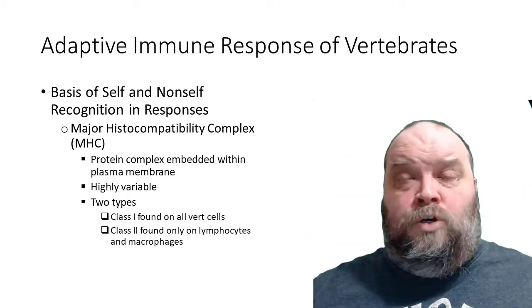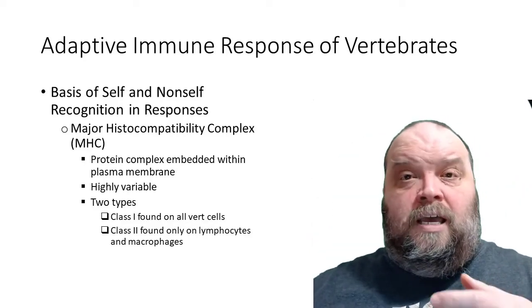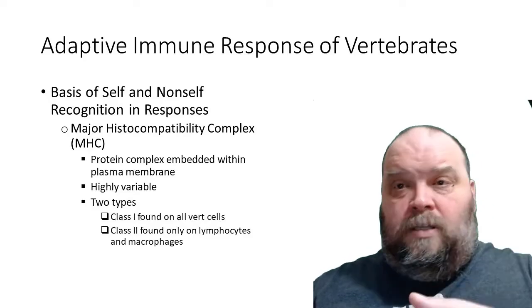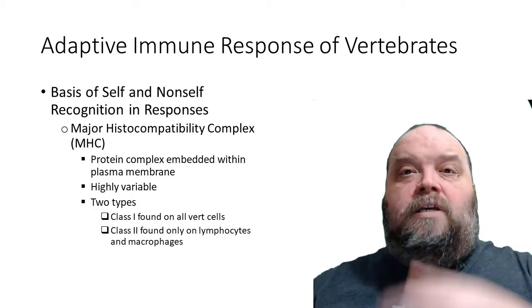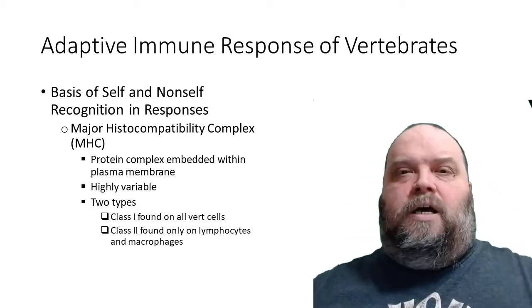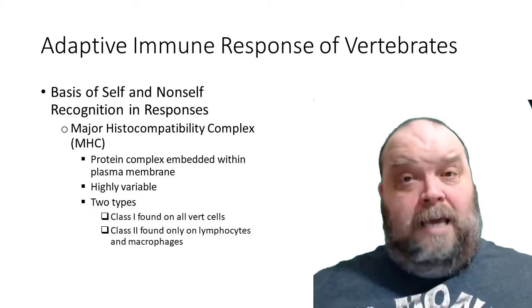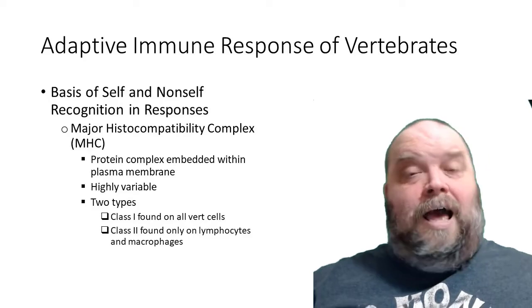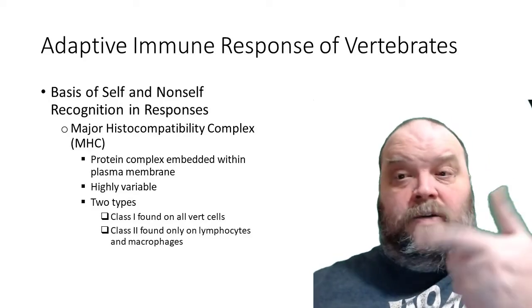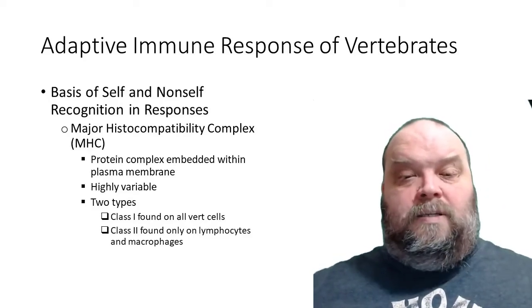so that it can go to the nearest lymph node and say, Mr. B cell, have you ever seen this? Mr. T cell, have you ever seen this? Until some B cell or some T cell says, yes, I recognize that. I will now go and kill it or start making antibodies against it.